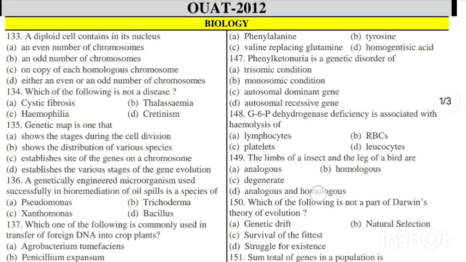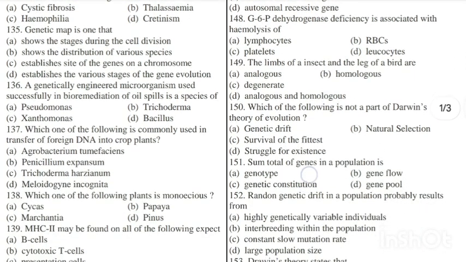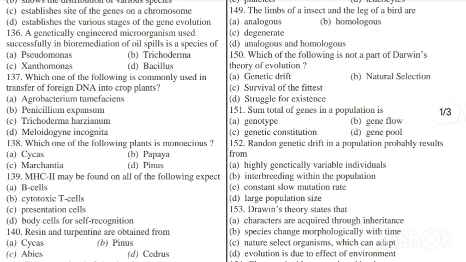Next question. Which of the following is commonly used in transfer of foreign DNA into crop plant? The right answer is Agrobacterium tumefaciens. Which one of the following plants is monoecious? So the right answer is Pinus.